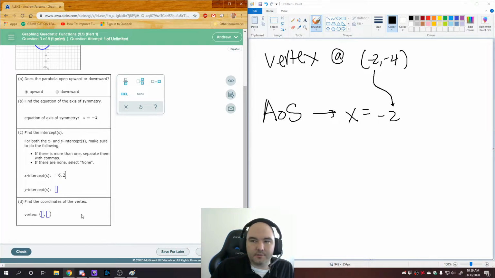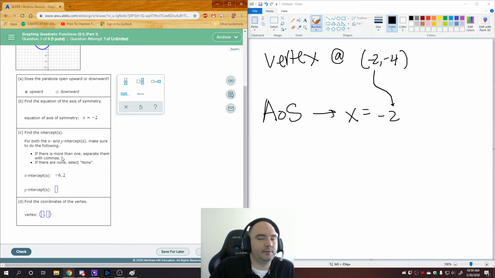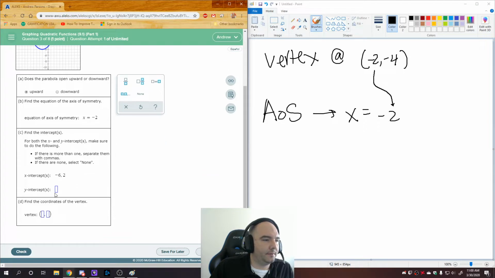Please don't put parentheses around it. You're not writing an ordered pair. You're just saying the x-intercepts are at -6 and +2. You do not need to write them in a specific order. I could have written 2, -6, but I like to go least to greatest. I guess it doesn't really matter, though. Y-intercepts. The y-intercept here is crossing the y-axis at -3, so that's it.